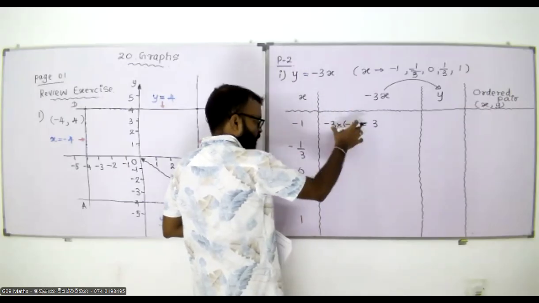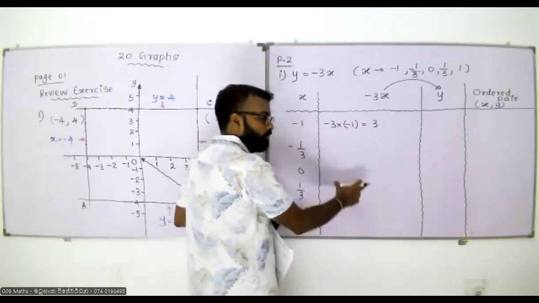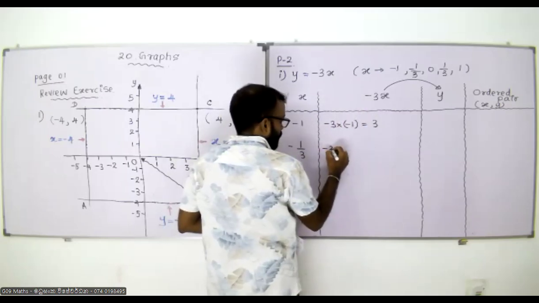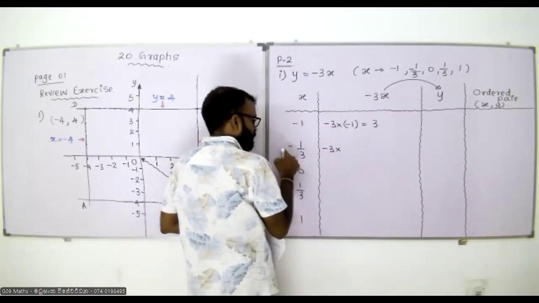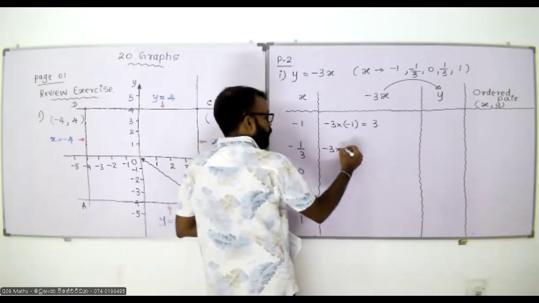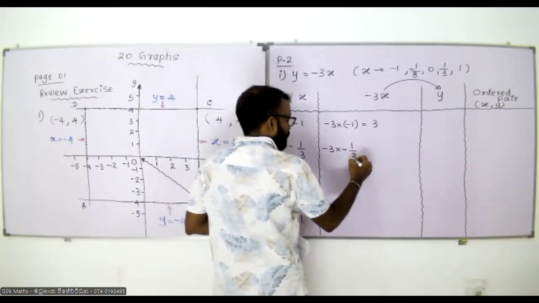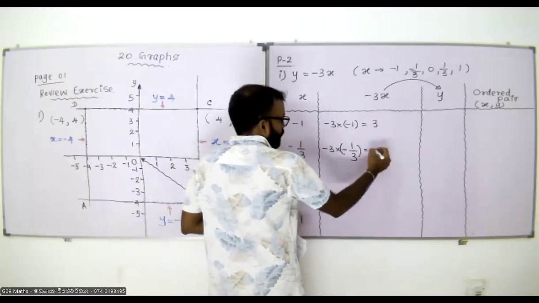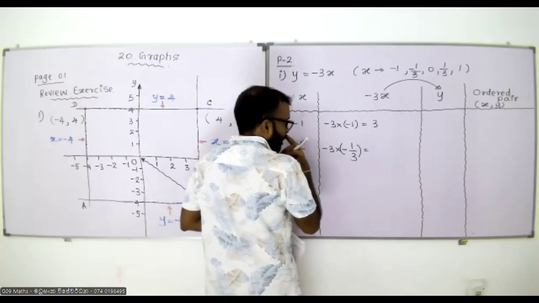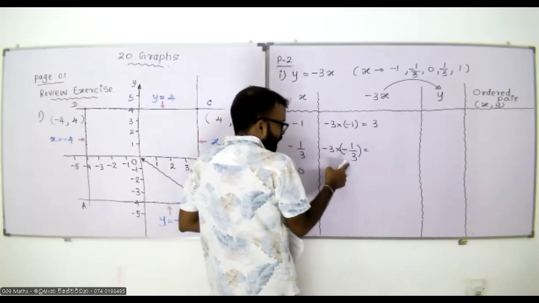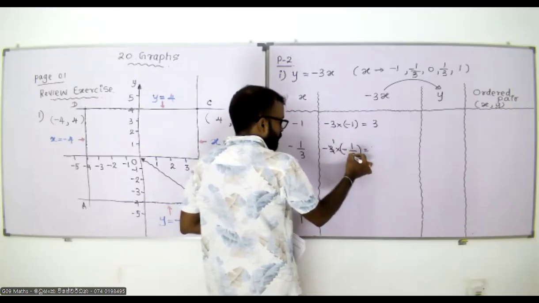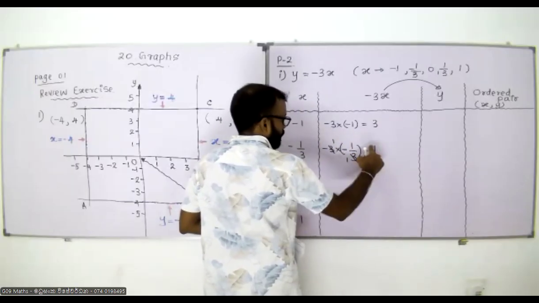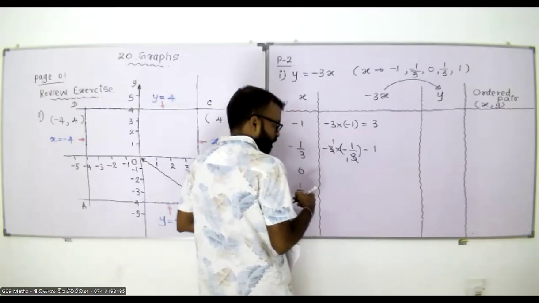First of all, I will end up with this column, I will finish it. Then minus 3 into x. Minus 3 multiplied by the x value, minus 1 over 3. Negative into negative, positive. Numerator value 3, denominator value 3. That means 3 times 1, 3 times 1. Positive 1. The value is positive 1.